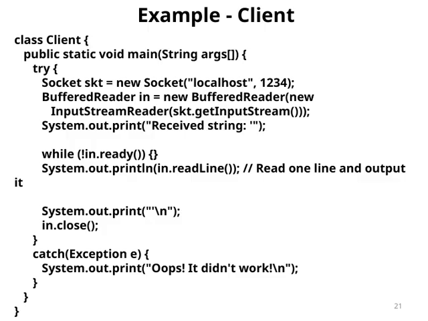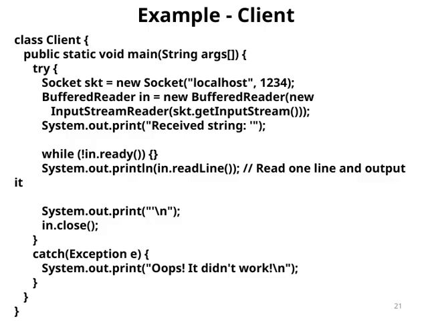Next, we set up a buffered reader to read incoming data from the socket's input stream. This allows us to efficiently read text data sent from the server. Now, we print out a message indicating that we're about to display the received string. Then, the code waits in a loop until the input stream is ready to be read, ensuring that we don't try to read before data is available.